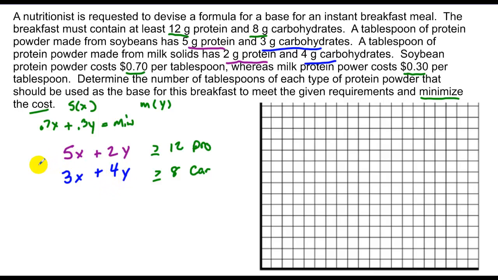And now I'm going to find intercepts for both of these. So this goes to 0 and 6 and 12/5 and 0. So it's not going to be super accurate, but it'll be close. And then the next one goes 0 and 2 and 8/3 and 0.